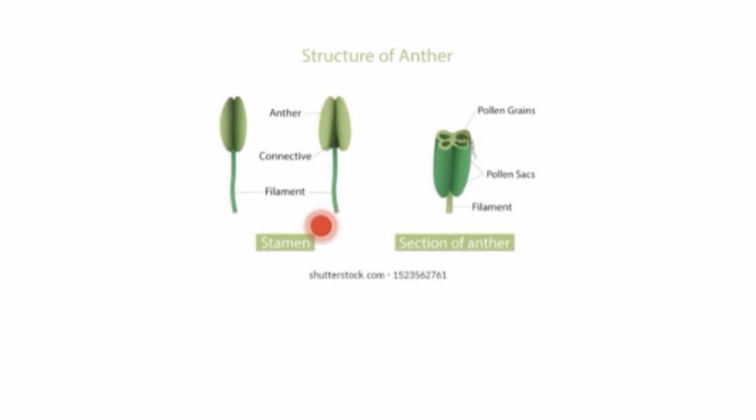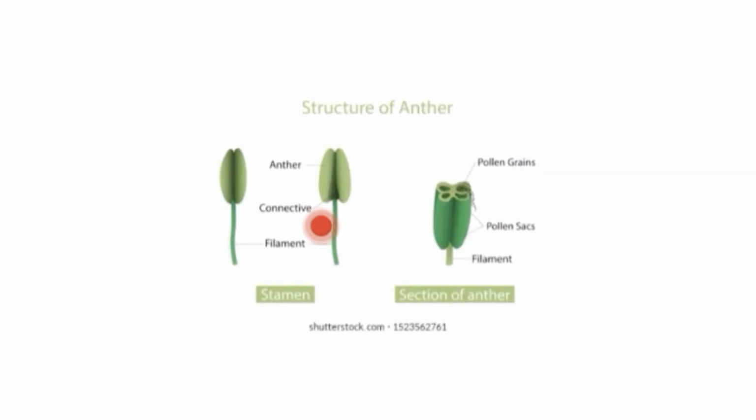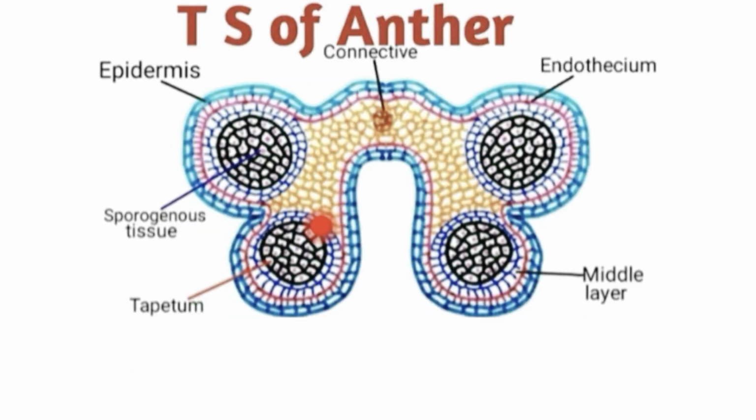So, let us get started with the structure of anther. We will study its detailed structure by taking the transverse section. This is the TS of anther. In this, we will see that there are various layers: epidermis, endothecium, middle layer, and tapetum. So these are the various layers in the mature anther. Apart from these layers, there is a connective present in between. So we will study them all in detail.